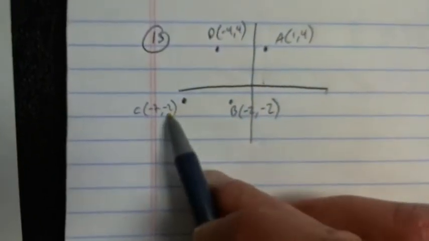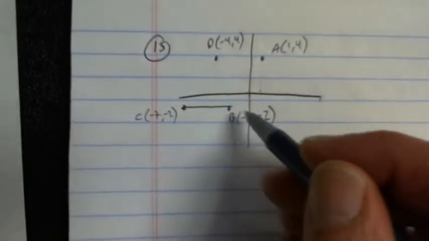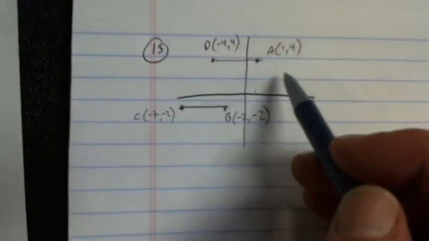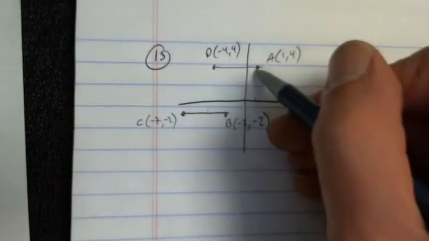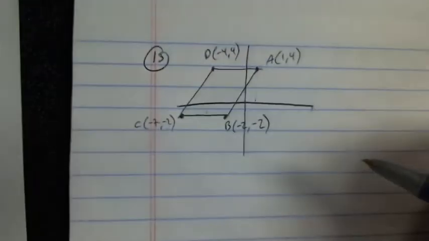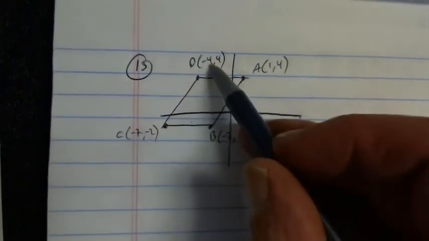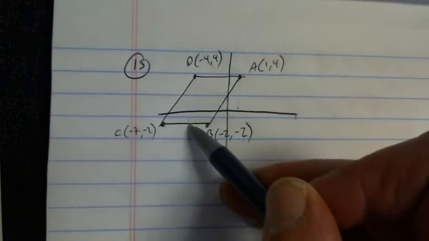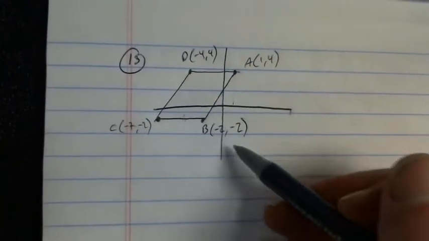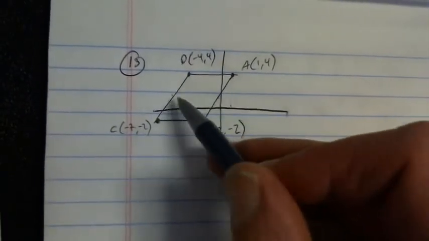The y value of these is the same, so we know this is a nice straight line down here. This is also at 4, so we know these two are parallel. Looks like a parallelogram to me. Let's just make sure. To get from -7 to -4, you go right 3 and up 6. We go from -2 to 1. It's right 3, up 6. That means that these two are parallel too.